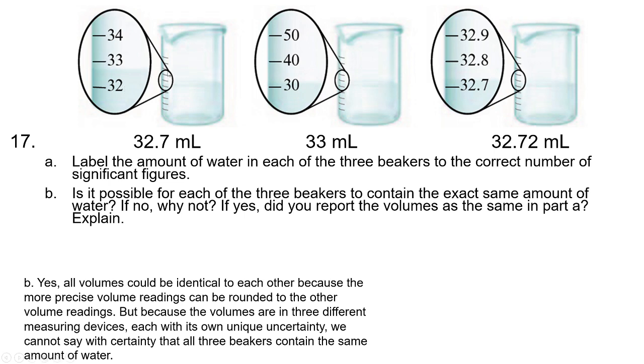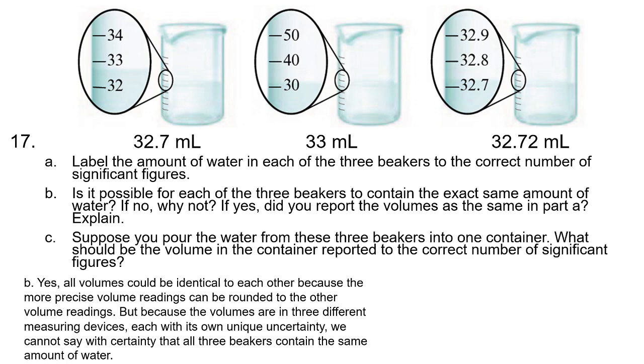Because again, we're dealing with different graduated markings here. So there's some level of uncertainty where I could be uncertain in this measurement, but maybe I'm more certain in this measurement. So there's a different varying level of certainty. But because the volumes are in 3 different measuring devices, each with its own unique uncertainty, we cannot say with certainty that all 3 beakers contain the same amount of water. So again, even though it looks like they could be the same, we don't know for sure, because it is 3 separate beakers that have different ability to measure, so we can't be 100% sure.